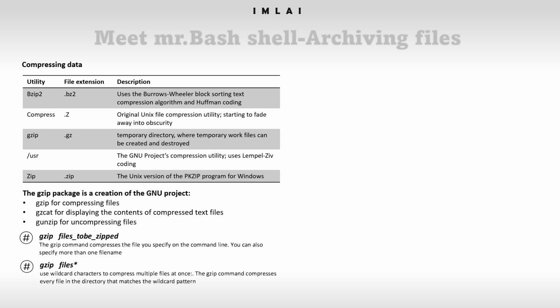Now, to zip files, this is the command we have to use: gzip, and then all the files to be zipped should be mentioned. The gzip command compresses the file you specify on the command line. You can also specify more than one file name, or, another simple way, give the gzip command and then put an asterisk for all the files that you want to compress.